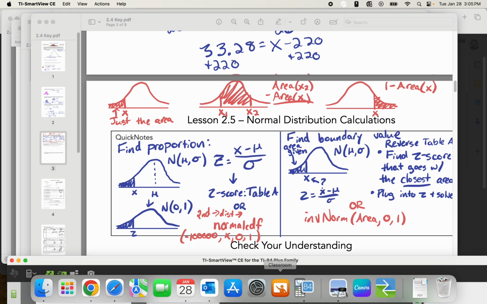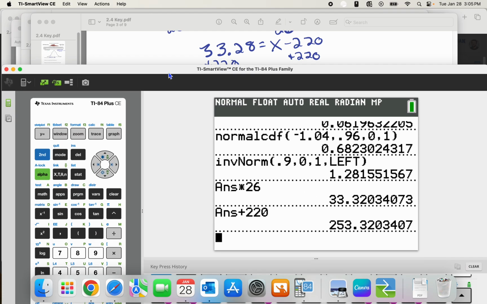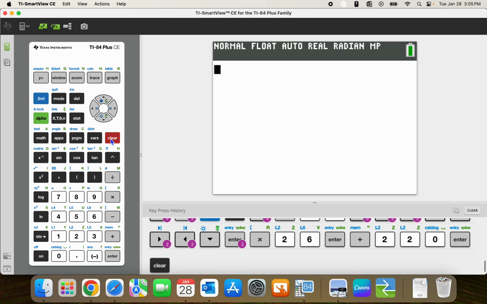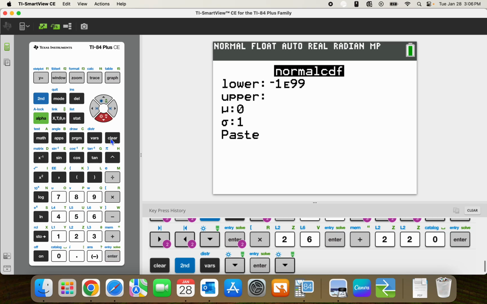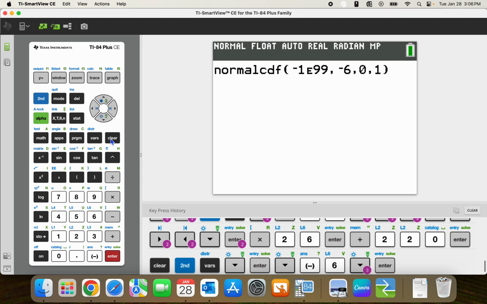Last thing I want to note before I leave here, where'd my page go? Right here. Sometimes with normal CDF, we can get really, really small numbers. So like, let's say I do -6. I calculate my z-score as a -6, and I find everything less than -6. Well, a z-score of -6 is pretty far outside the mean. So when I paste this in, we're going to get this strange thing, and maybe you look at your calculator and think, that doesn't look right.